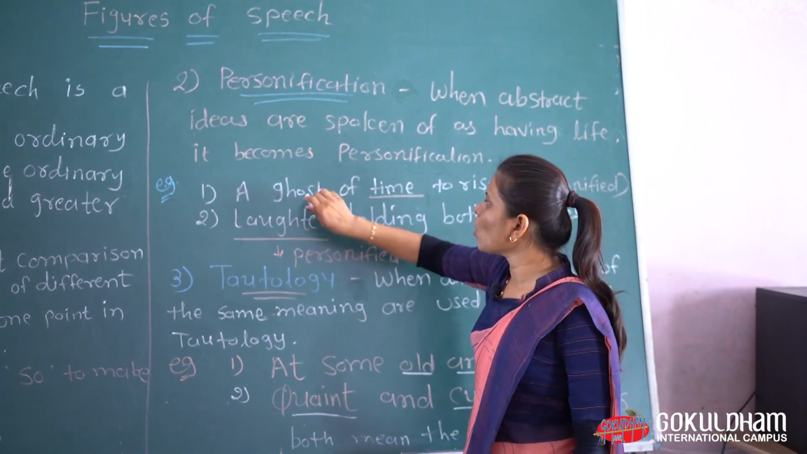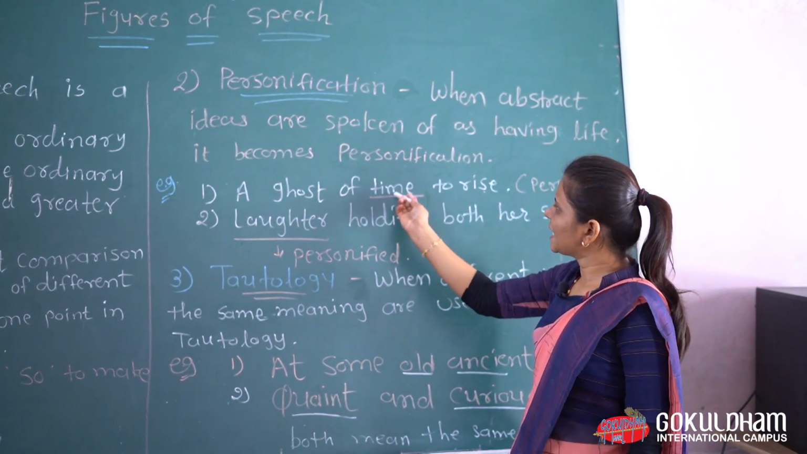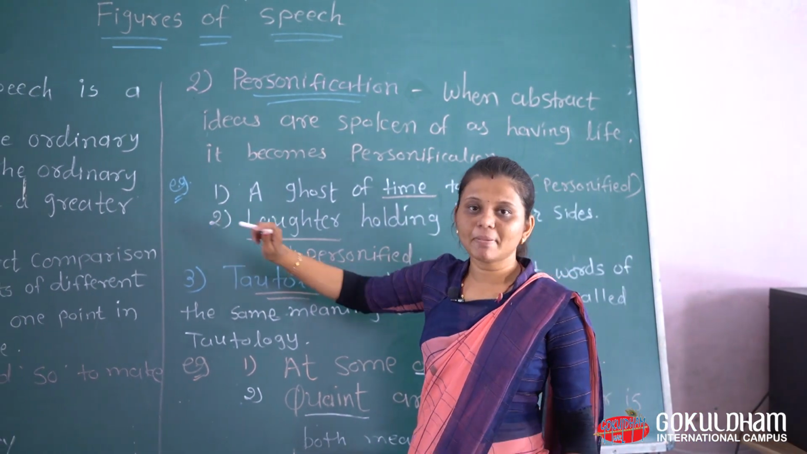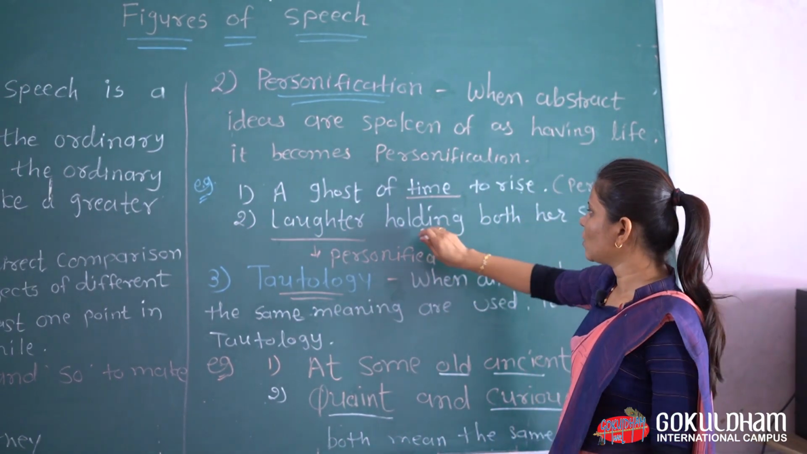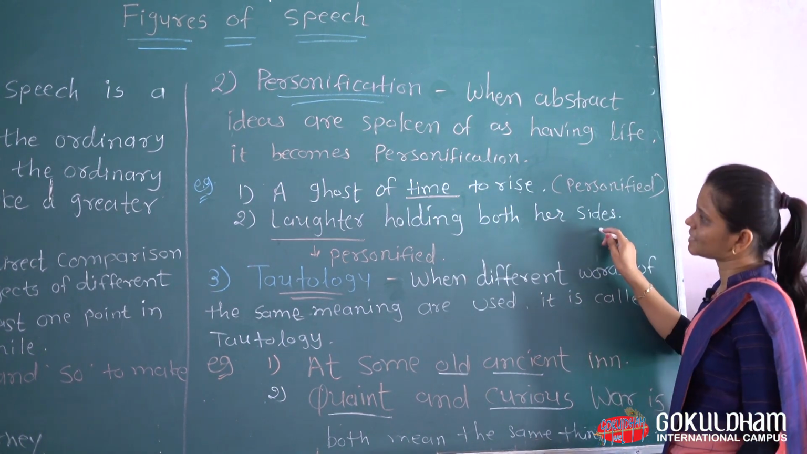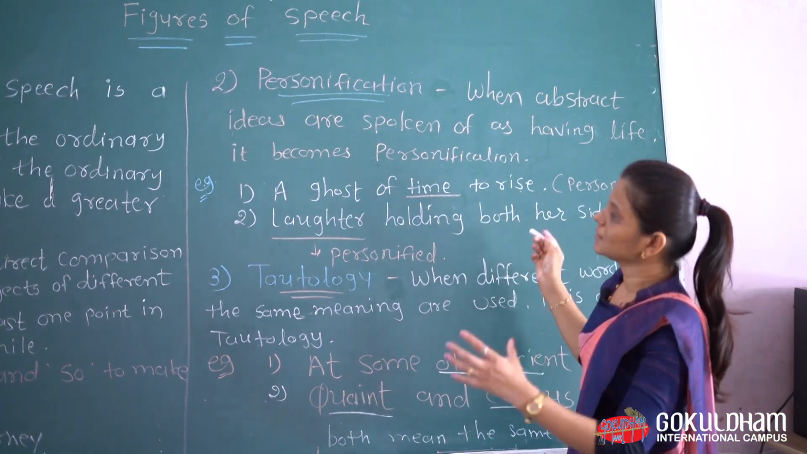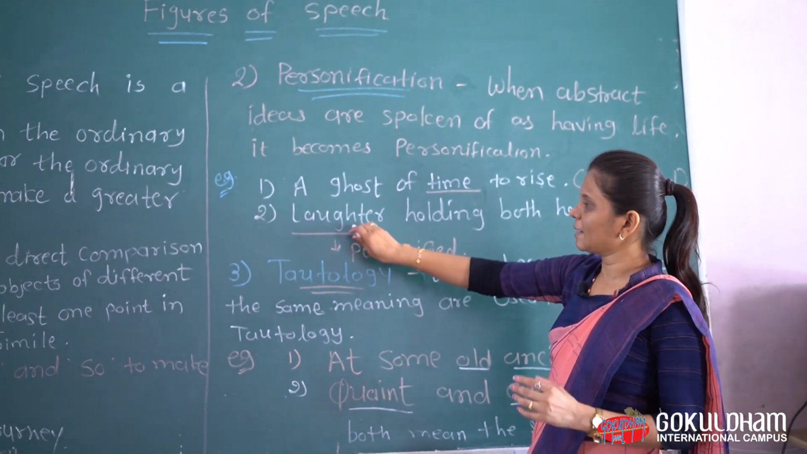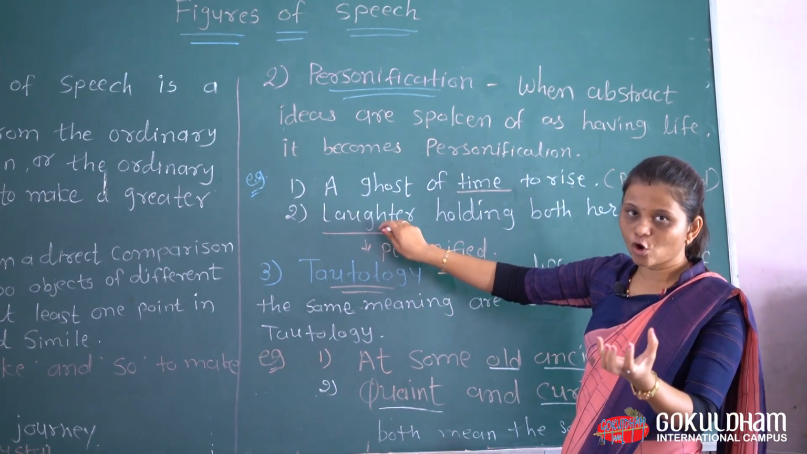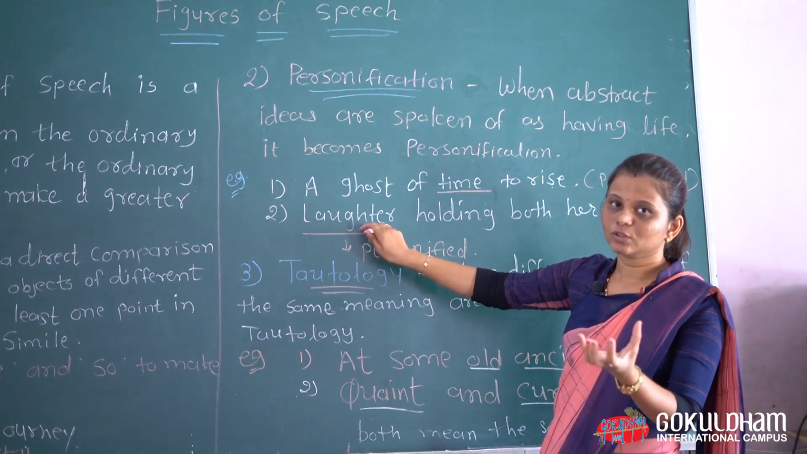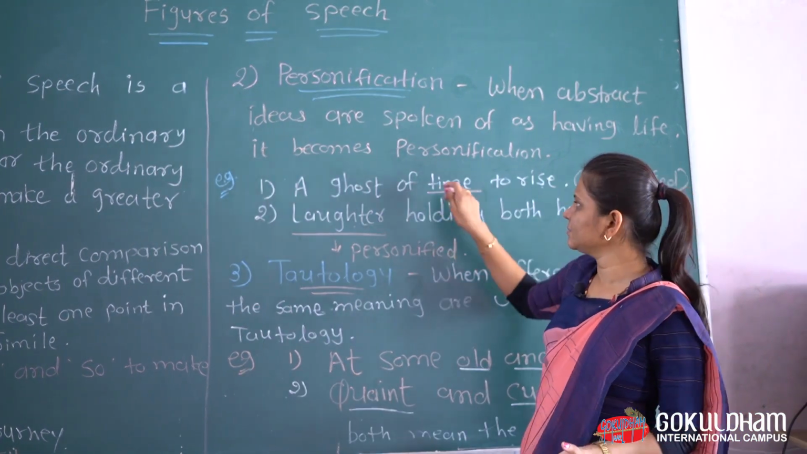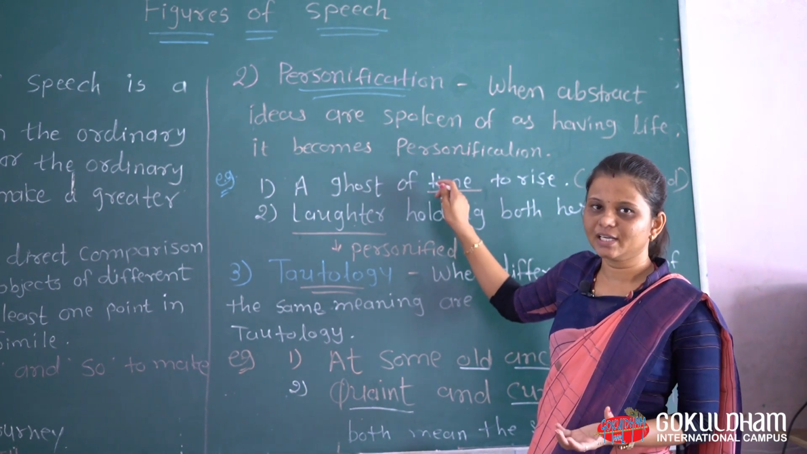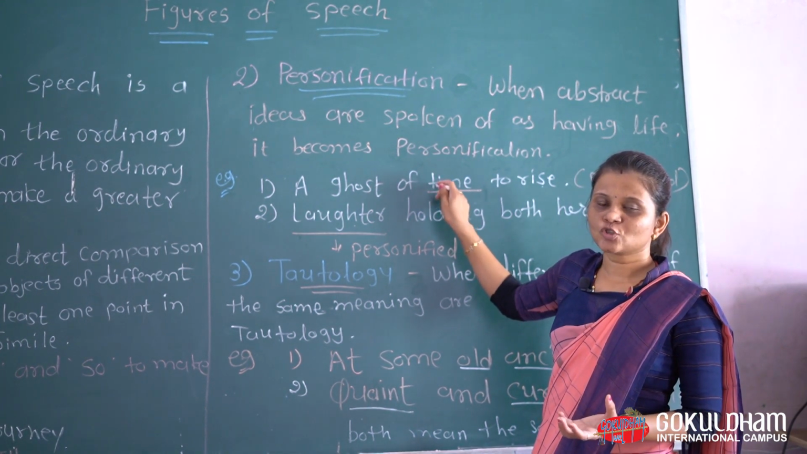That means a ghost of time. So time is personified by using some words. Then the next example: laughter holding both her sides. So laughter is personified here. Laughter is abstract but it is shown here like a life. It can do something. In the same way, time is also abstract here. No one can see it but you can feel it. That is shown here like life.